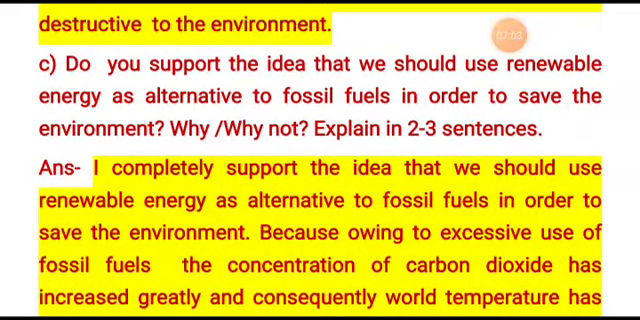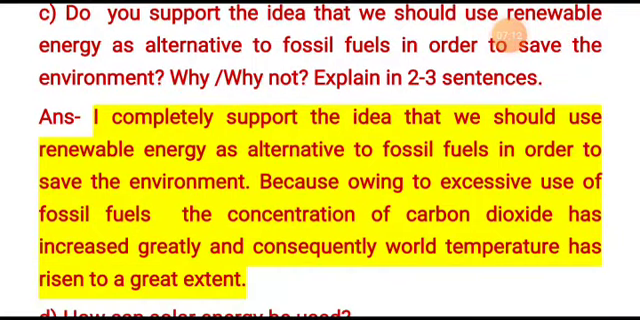C. Do you support the idea that we should use renewable energies as alternative to fossil fuels in order to save the environment? Why? Why not? Explain in 2-3 sentences. I completely support the idea that we should use renewable energy as alternative to fossil fuels in order to save the environment because owing to excessive use of fossil fuels, the concentration of carbon dioxide has increased greatly and consequently world temperature has risen to a great extent.